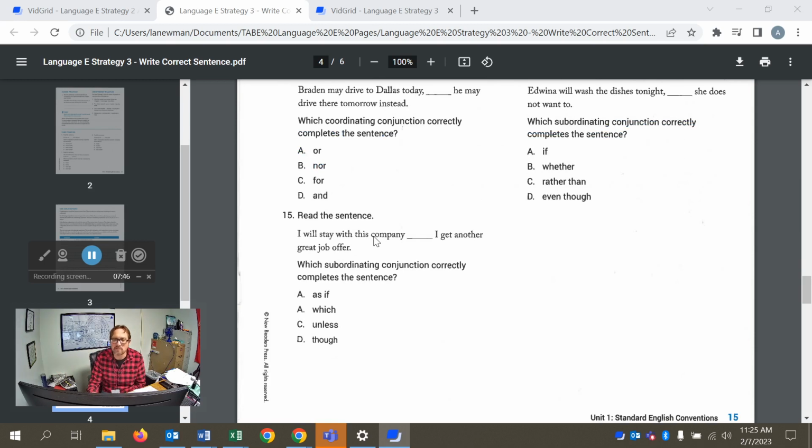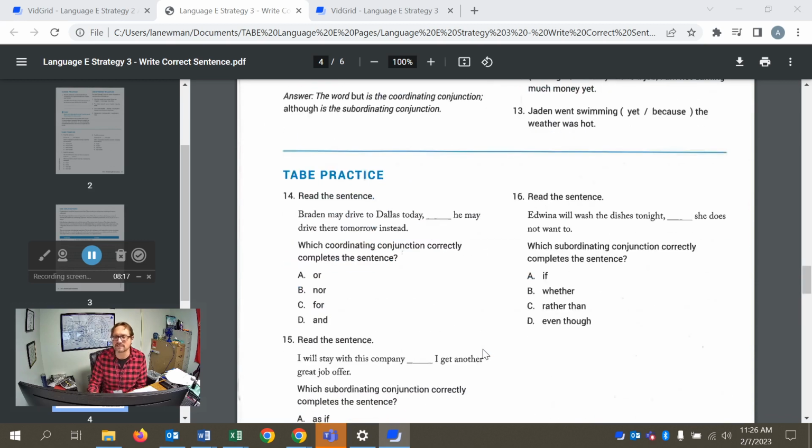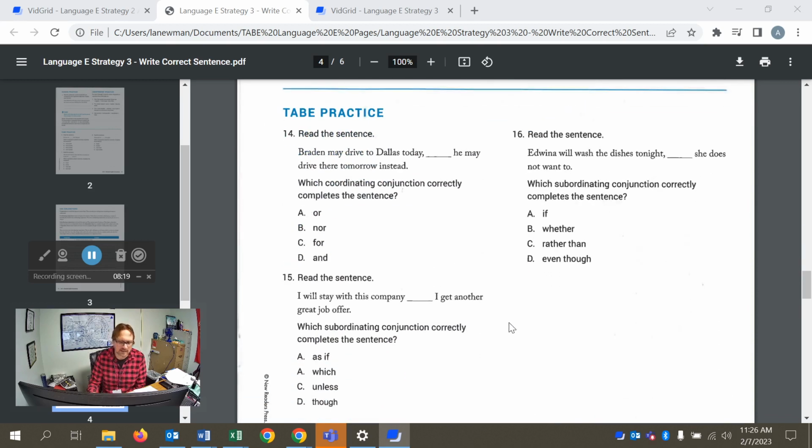I will stay with this company unless I get another job offer. This subordinating conjunction shows that this thing will happen unless a certain condition is met. If this condition of getting another great job offer happens, then the first part of the sentence becomes untrue. And that's what the unless signifies there, or what it means. That it will render the rest of the sentence untrue.